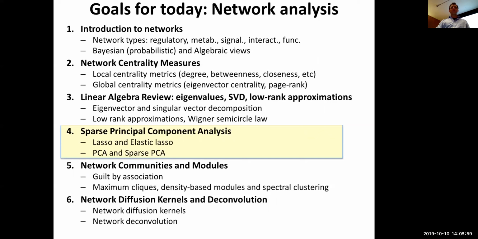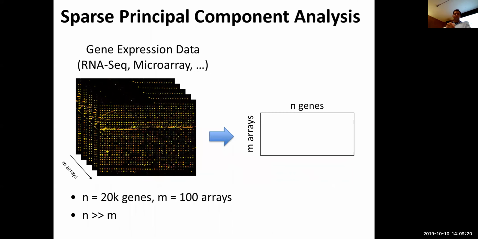All right, so using this approach of looking at these eigenvalues and eigenvectors and the singular values and singular vectors, I can do all kinds of really cool things, including principal component analysis and sparse principal component analysis. So let's cover these briefly, and then we're going to go back to figuring out communities and modules and diffusion.